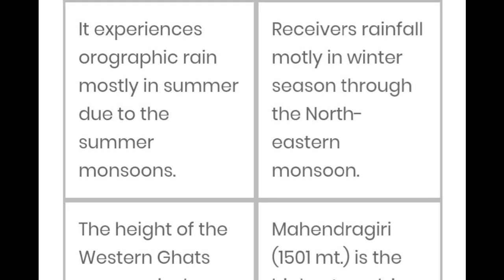The next point of difference is rainfall. Western Ghats receive rain in the summers due to the summer monsoons, and Eastern Ghats receive mostly rain in the winter season due to the northeast monsoons.